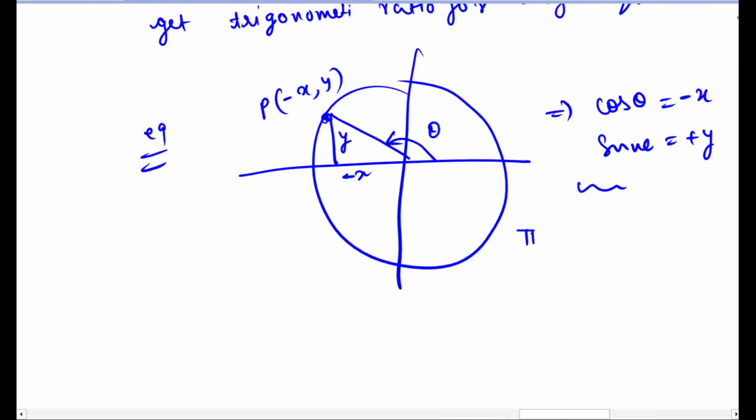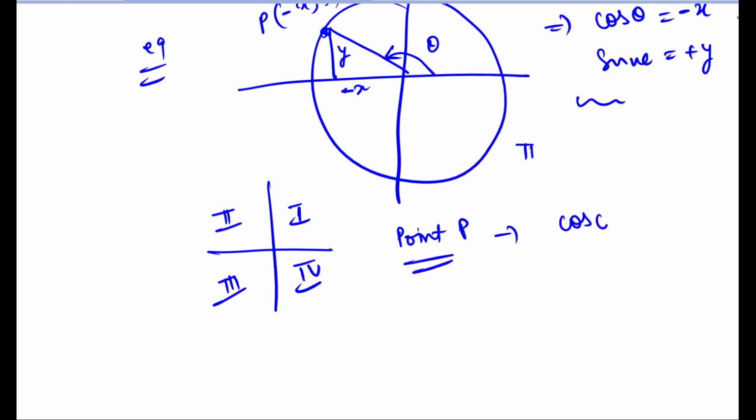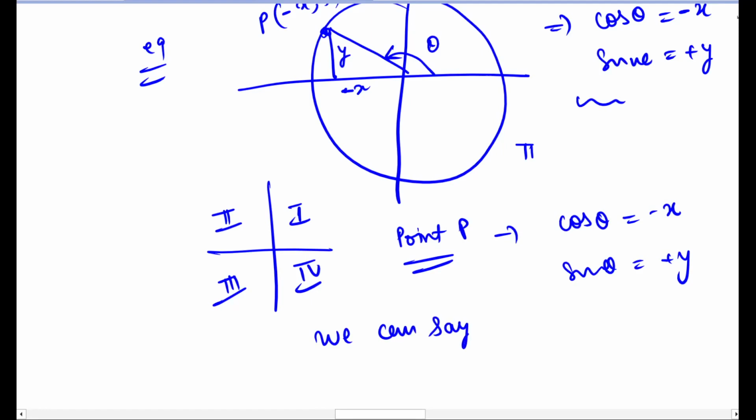So this tells us that cos theta is negative in second quadrant. So this is Cartesian coordinate. This is first quadrant, this is second quadrant, this is third quadrant, and this is fourth quadrant. So from the above example, point P, where cos theta is equal to minus x is negative, and sine theta is positive. So we can say that cos theta is negative in second quadrant.